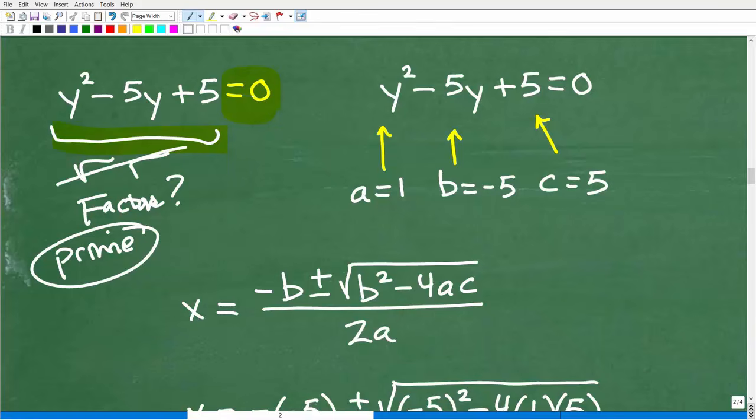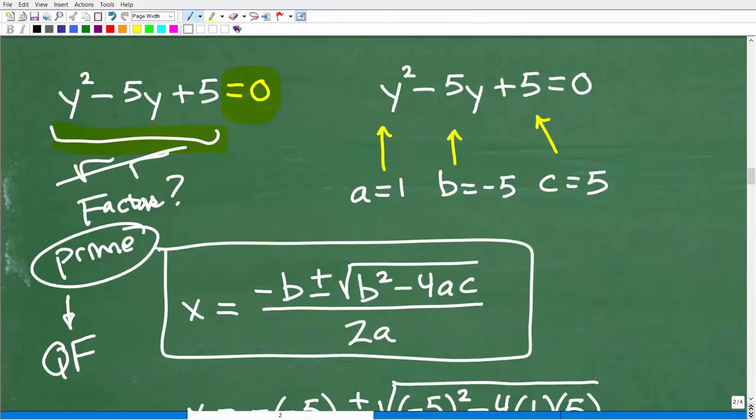So we need to still be able to solve it. So this is where we break out our secret weapon when it comes to quadratic equations. That's the quadratic formula. That's this guy right here. Okay, so we need to know how to work with the quadratic formula. It's like the last resort, but it's awesome, okay, because this formula will solve every single quadratic equation, okay? Now, let's take a look at the setup. We have y squared minus 5y plus 5.